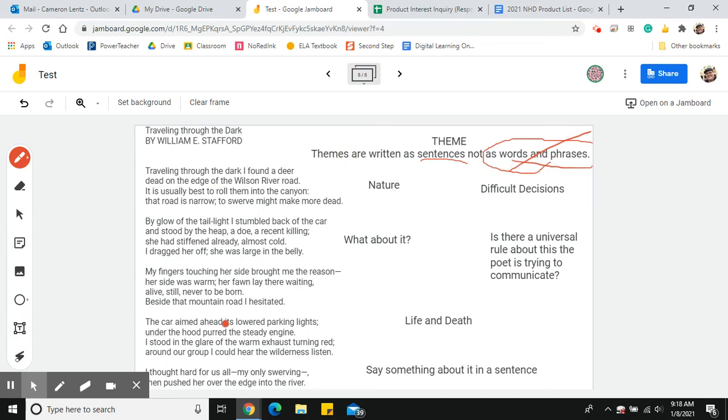Okay, so some motifs that you may have noticed that Traveling Through the Dark uses is the motif of nature. Right, we know nature's in the poem because it has a doe in it. It also has a fawn in it. It takes place in the wilderness. Okay, and at one point he even personifies the wilderness. So nature definitely plays a big role in this poem. Okay, but instead of saying the theme is nature, give me a sentence about nature. So what do you think Stafford is trying to say about it?